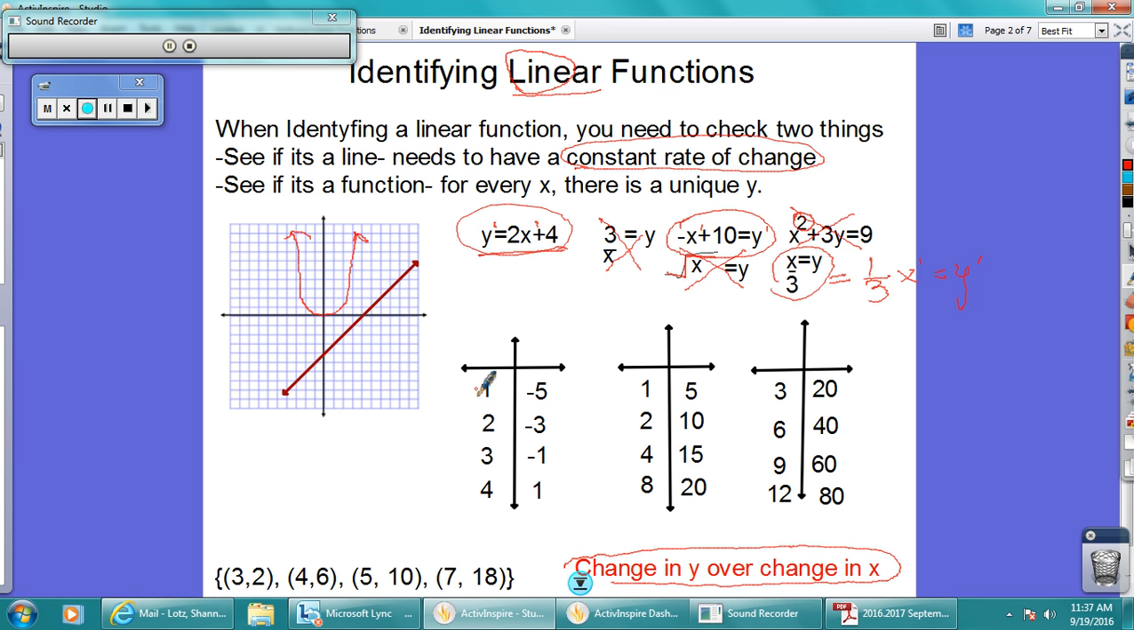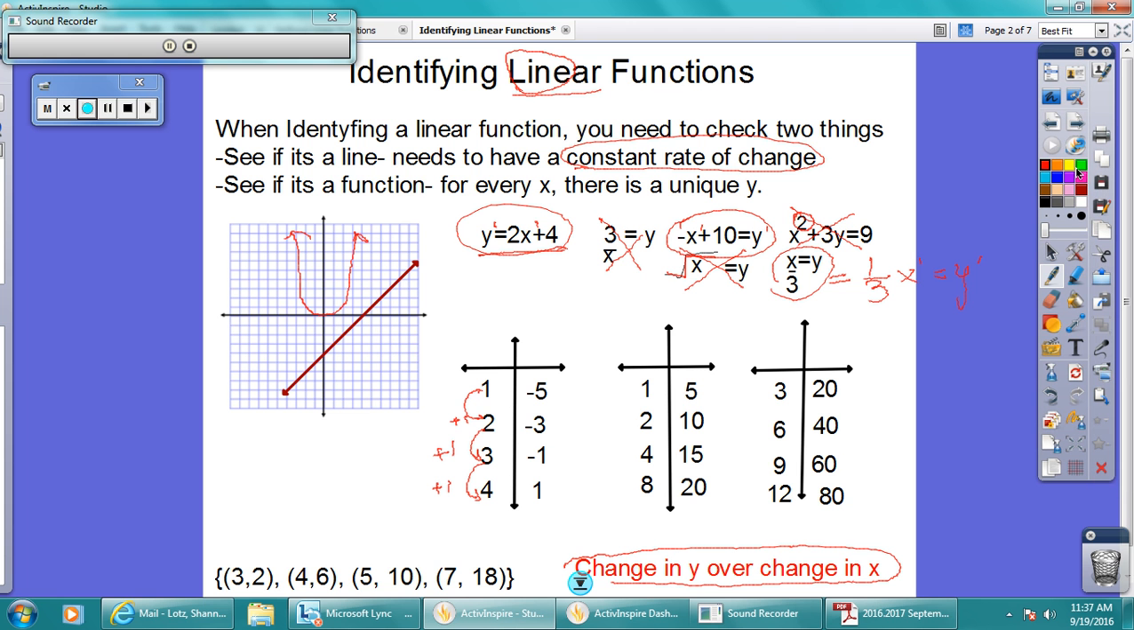Now let's look at the x's. From 1 to 2, we're going positive 1. From 2 to 3, positive 1. From 3 to 4, positive 1. So all of these are a constant positive 1 rate of change. Now let's look at the y's.